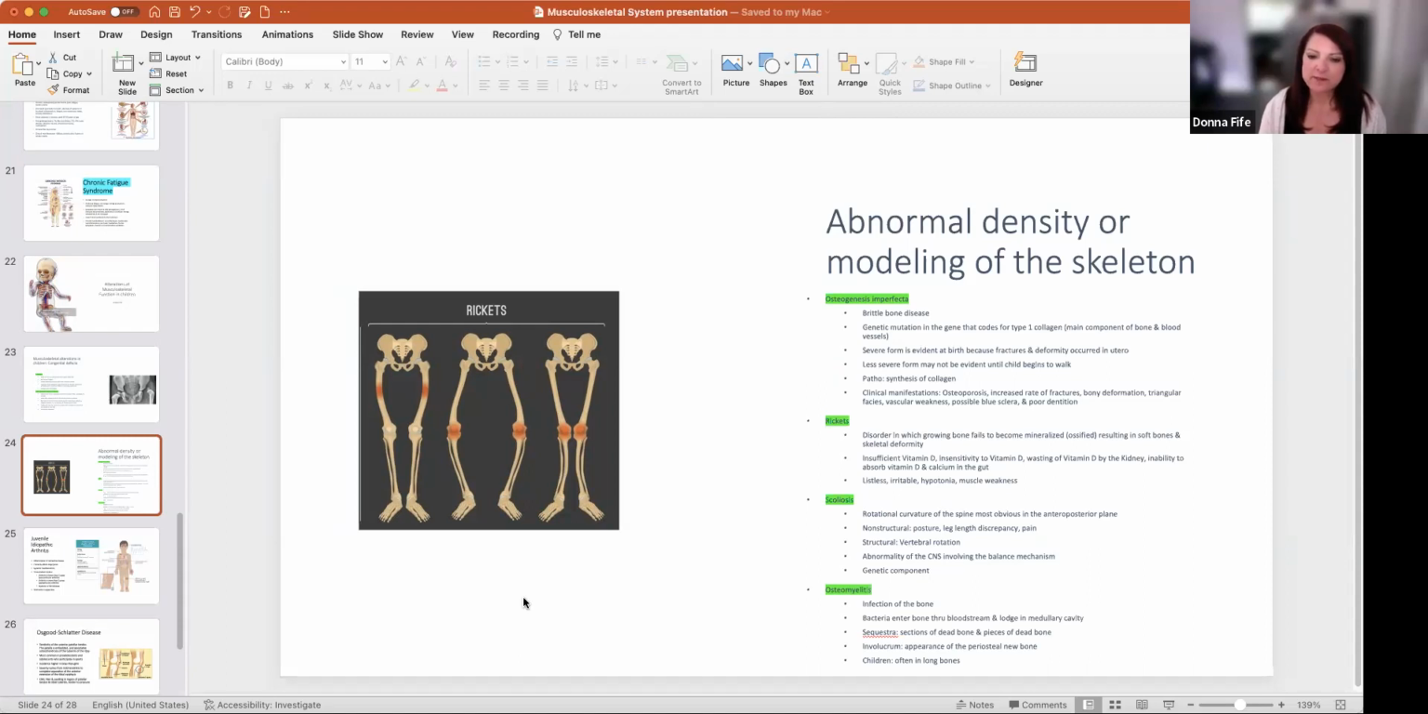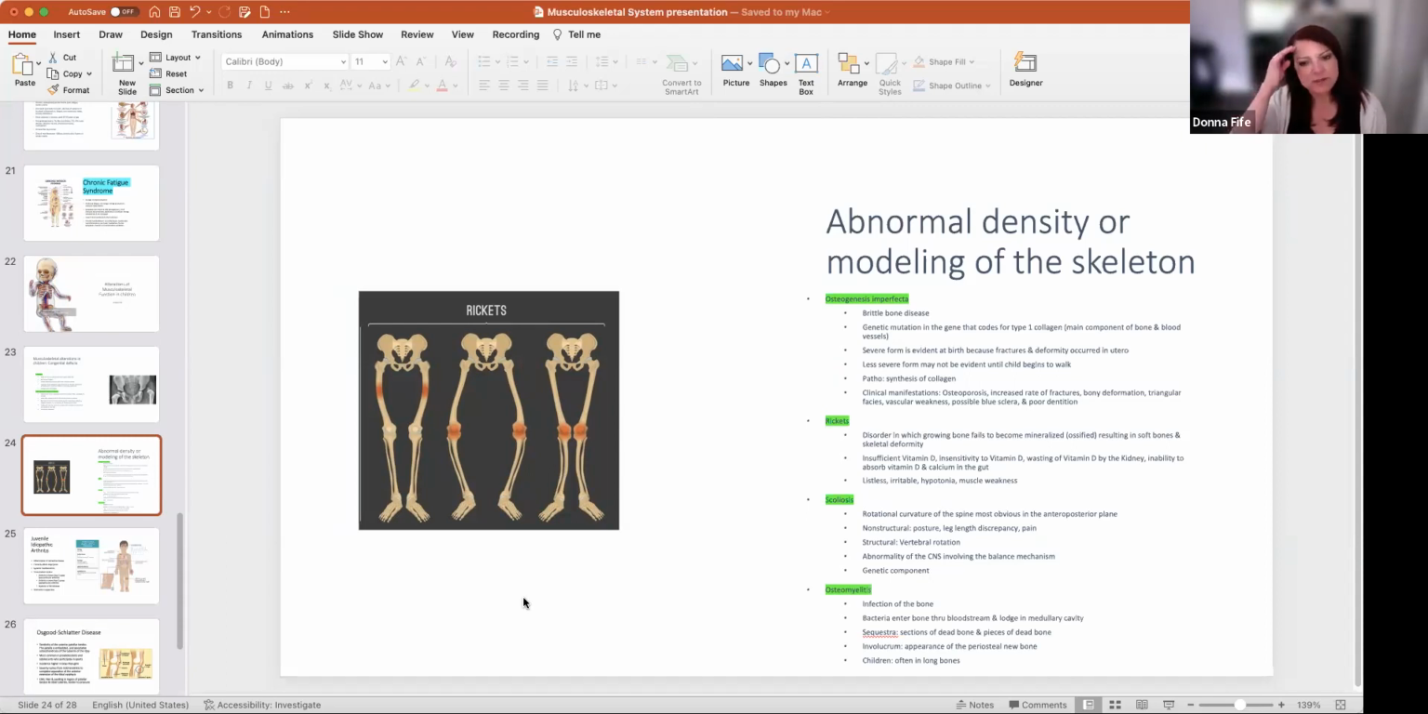Now, rickets. This is a disorder in which growing bone fails to become mineralized or ossified, resulting in soft bones and skeletal deformity. Insufficient vitamin D, insensitivity to vitamin D, wasting of vitamin D by the kidneys, or the inability to absorb vitamin D and calcium in the gut contributes to rickets. Patient may be listless, irritable, have hypotonia, or muscle weakness.